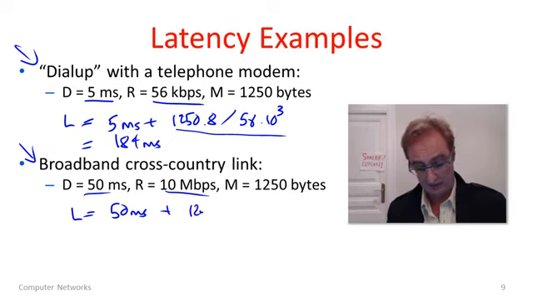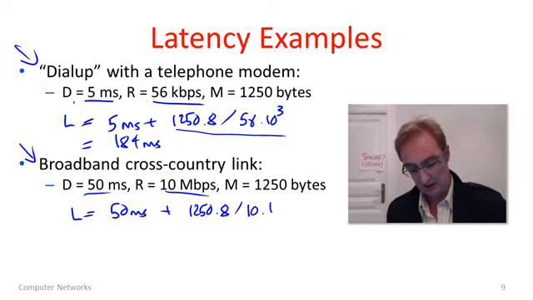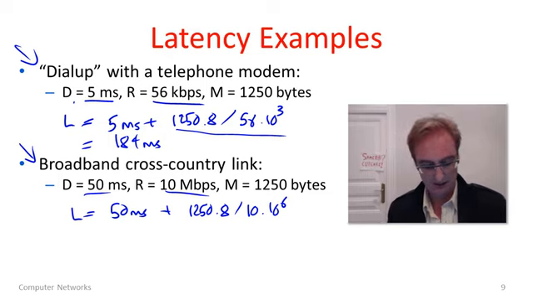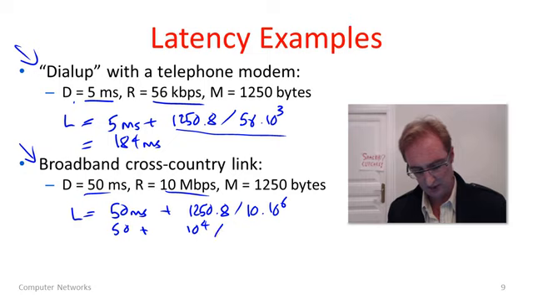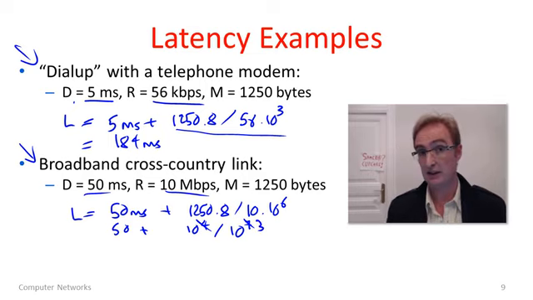So that's 1250 times 8 divided by 10 times 10 to the 6 bits per second. Well, that's 50 plus 10 to the 4 divided by 10 to the 7. That's going to be 10 to the minus 3, which is actually a millisecond. So this is 51 milliseconds.